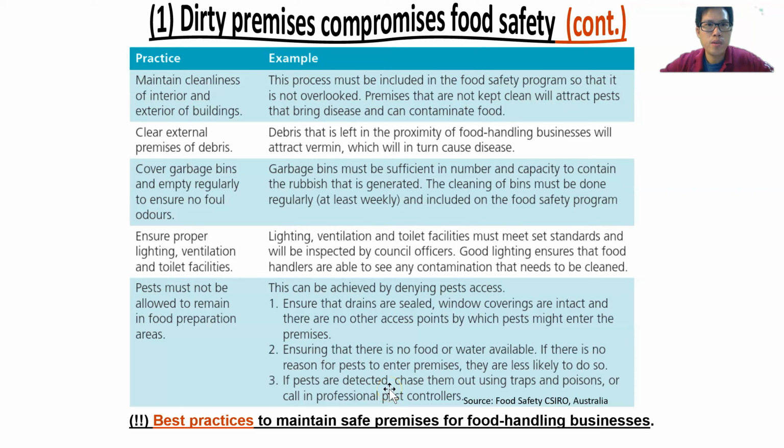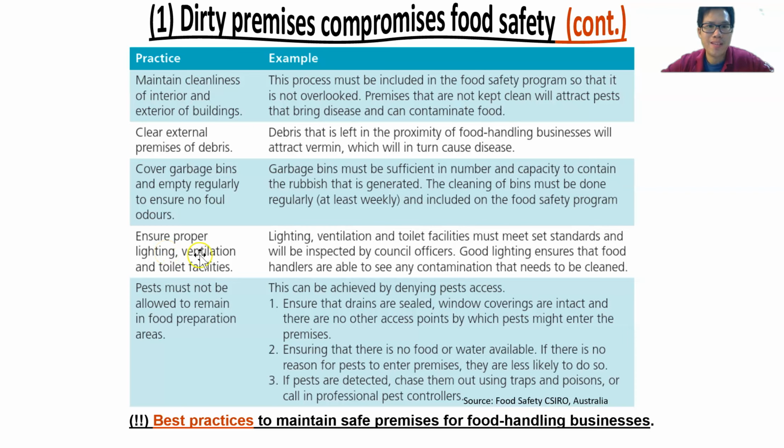Practice maintaining cleanliness of the building interior and exterior, very important, not only the interior but the exterior as well. The reason you need to clean the exterior is that it can attract vermin, like rats, cockroaches and so forth, into your premises. So the surroundings are very important. Cover the garbage bin and empty it regularly, because you do not want food waste to find its way back into your kitchen. That can be a potential cross contamination source as well.